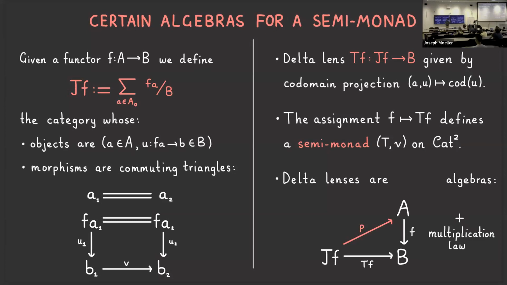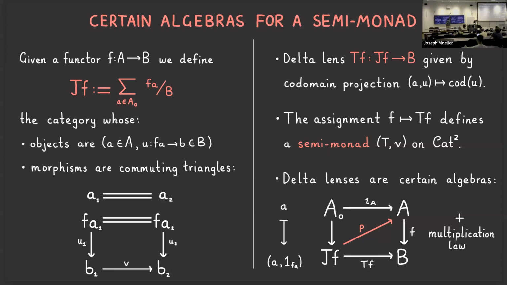So what is an algebra? It's going to be a morphism in the arrow category of Cat from T of F to F. So the structure of the algebra is this functor P. And it's going to satisfy a multiplication law, and it's going to make this diagram on the slide commute. But there are more algebras for the semi-monad than there are delta lenses, so we need to restrict this class a little bit.